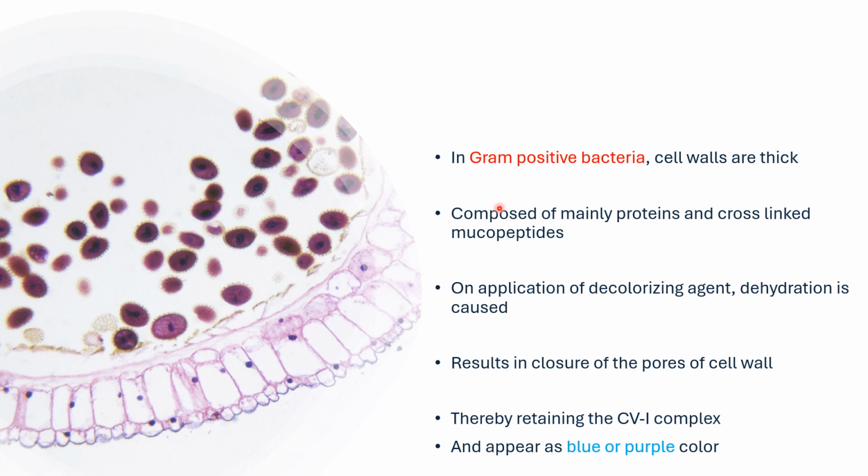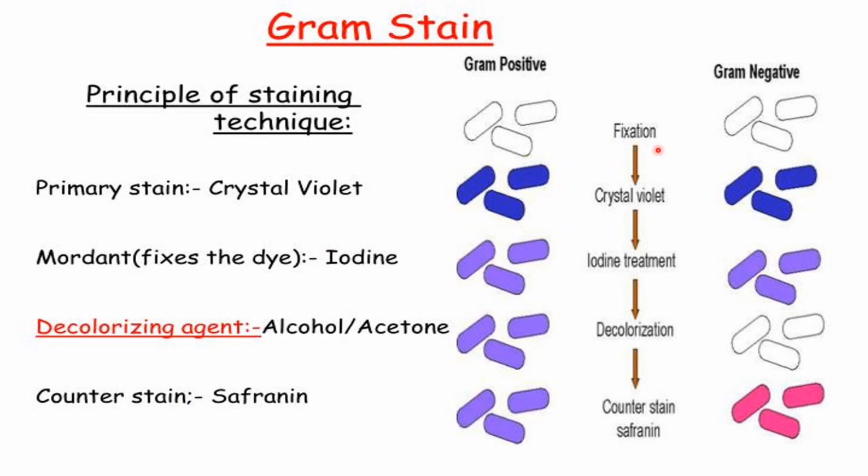In gram-negative bacteria, the bacterial cell will appear as red color. That means in gram-negative bacteria, the cell will take up the color of the counter stain we are using, that is the red color. And in case of gram-positive bacteria, the bacterial cell will appear as a blue or purple color. That means it retains the color of the primary stain.